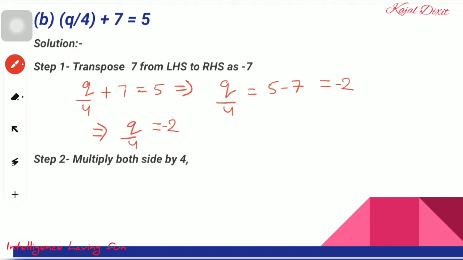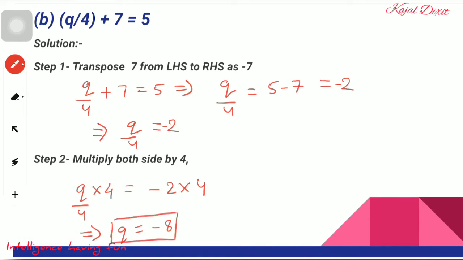Now from here what will we do? We will multiply both sides by 4. So q by 4 multiplied by 4 will be equal to minus 2 multiplied by 4. So the answer will be q is equal to minus 8. So this is the final result, or the solution to the equation q by 4 plus 7 is equal to 5. Let us take another example.